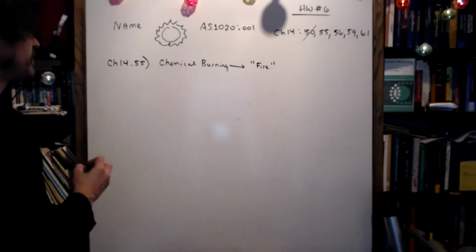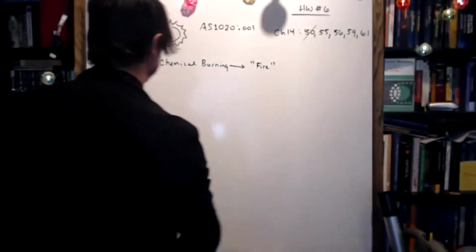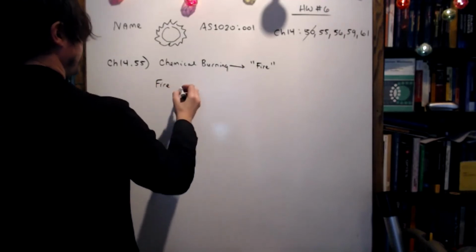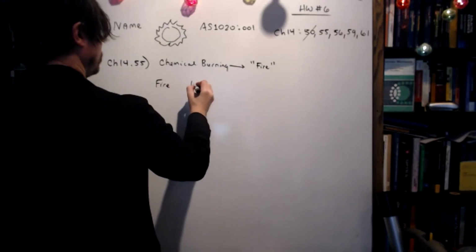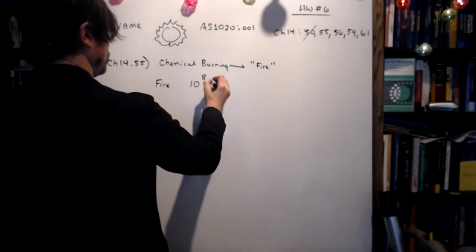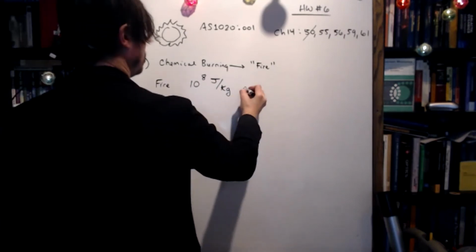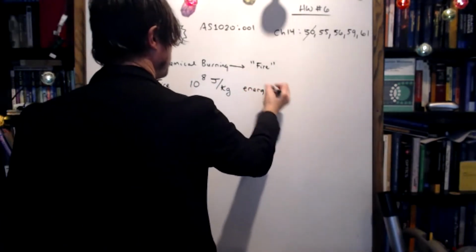When an object burns in a fire, the amount of energy released through this chemical burning is typically about 10 to the 8 joules per kilogram of mass burned. Use this fact to estimate how long the sun would last if its energy source were a huge fire releasing chemical energy.